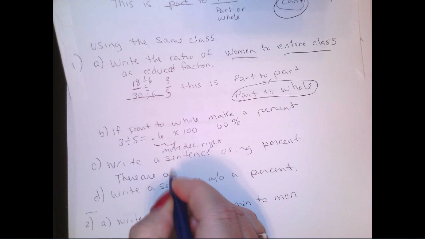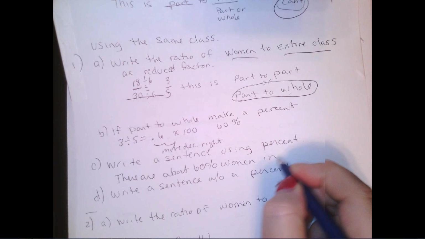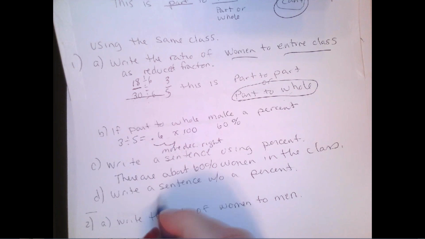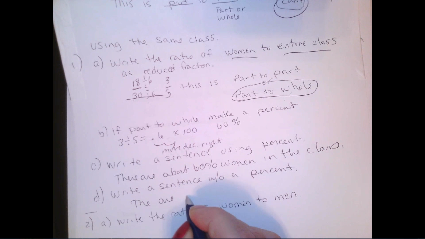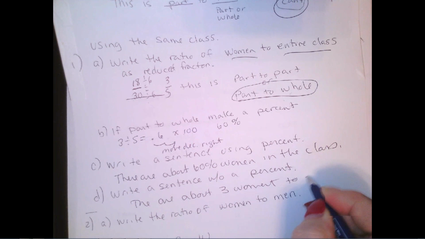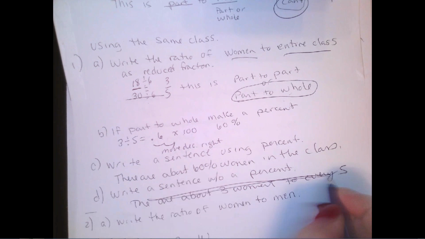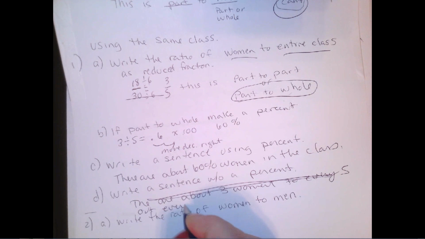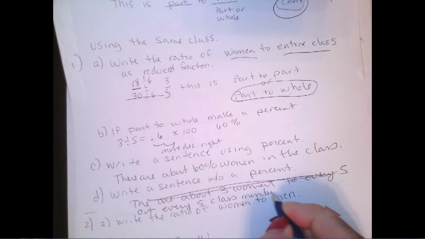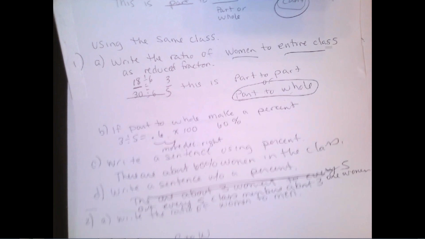There are about 60% women in the class. Okay, something of that nature. A sentence without percents: out of every 5 class members, about 3 are women. Okay? Make sense?